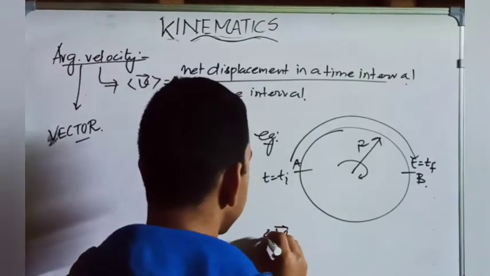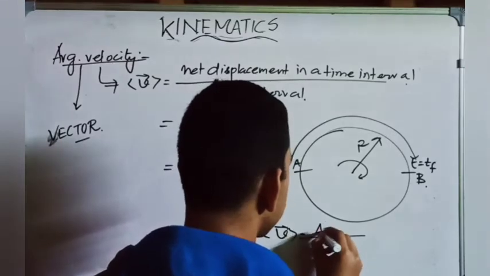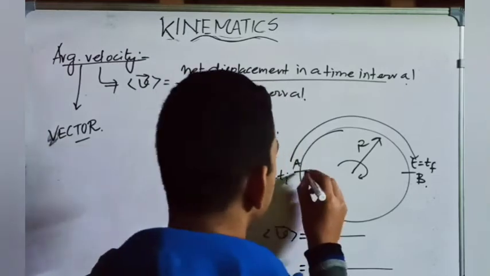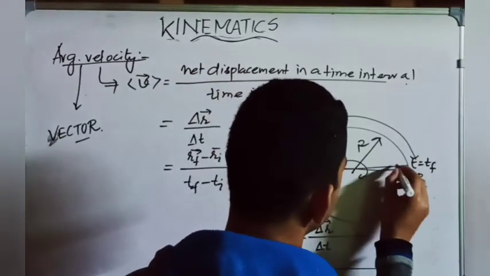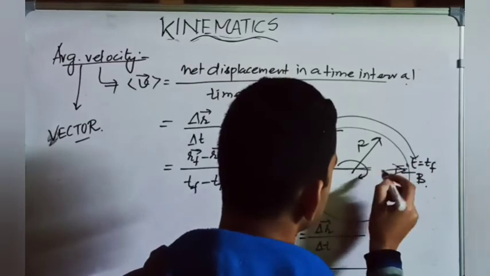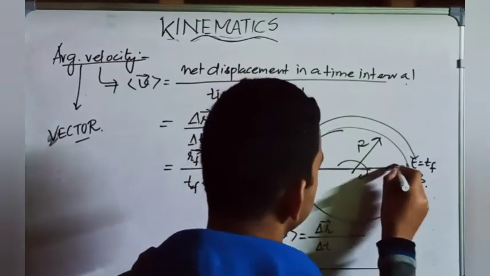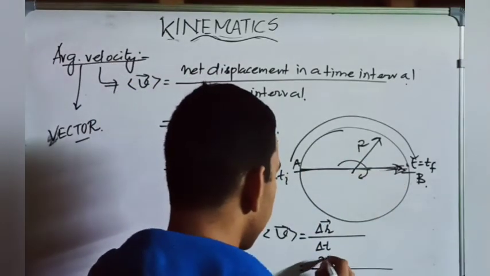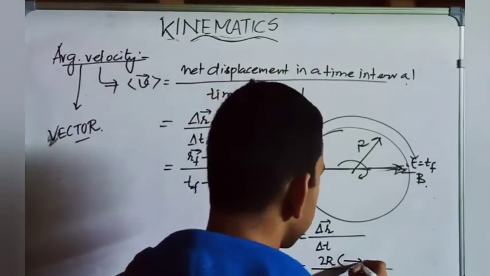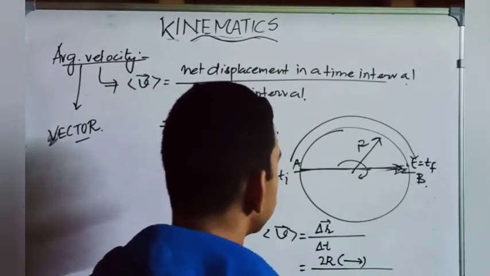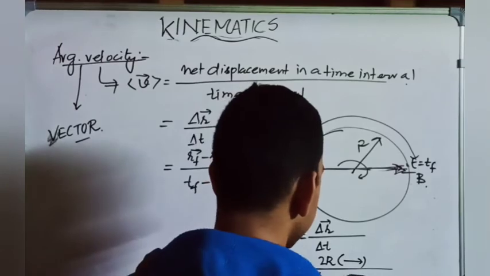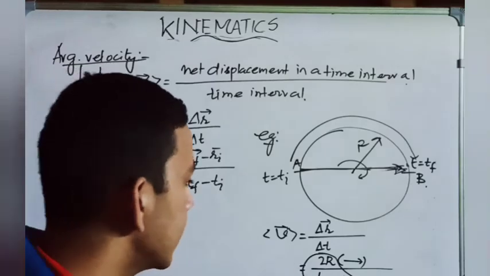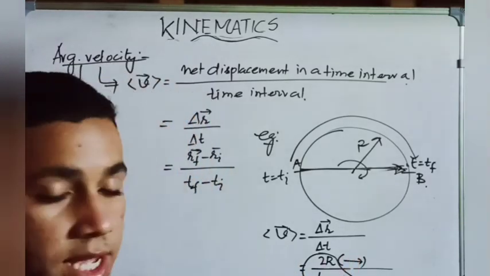So we can write average velocity is net displacement vector upon time interval. Here net displacement vector is going to be this vector. Its magnitude is 2 times the radius of this circle, which is 2 times R, and its direction is represented by this arrow, divided by the time interval, which is t final minus t initial. Here this quantity represents the magnitude of this average velocity, and this arrow represents the direction of this vector quantity.